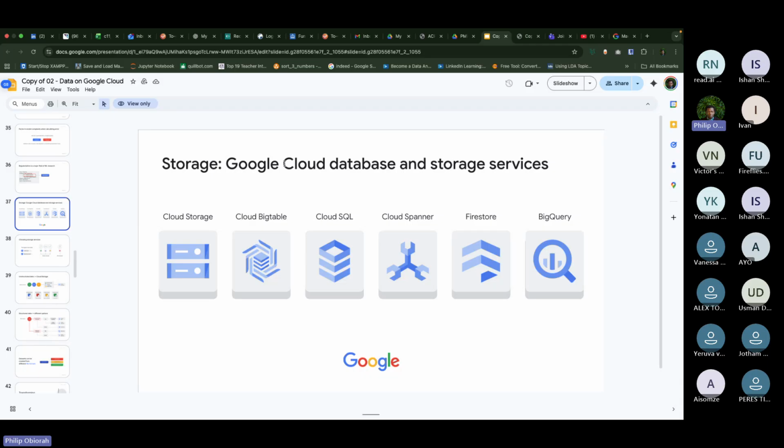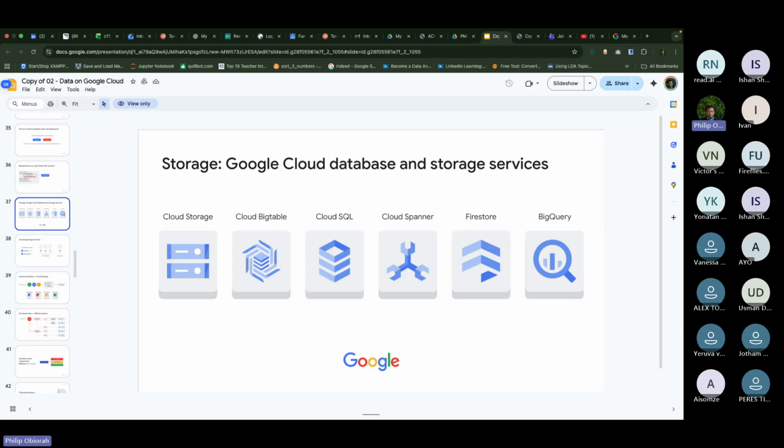Now, talking about storage, there are different options where we could store data. I think this probably would have made reference to this when we were talking about storage. We could store data in Google Cloud Storage, or there's Google Cloud Bigtable, there's Cloud SQL, Cloud Spanner, and Firestore, BigQuery. Right? These are different storage options.